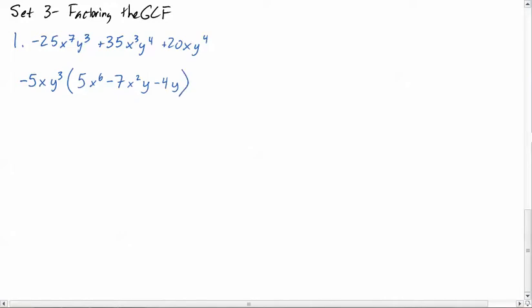Now I look at this. This is not a quadratic trinomial. It's not the difference of squares. I can't use grouping. And therefore, this is as far as this can be factored with the knowledge that we now have. That's the answer. Let's go on to number 2.